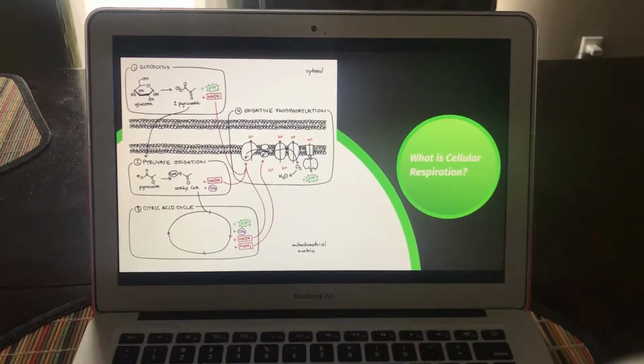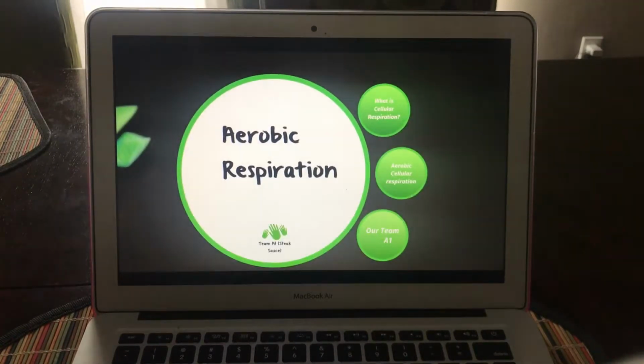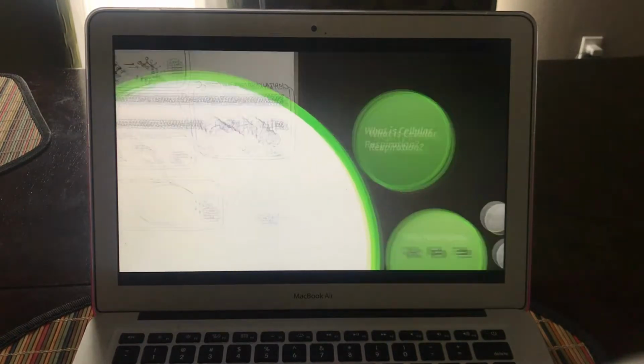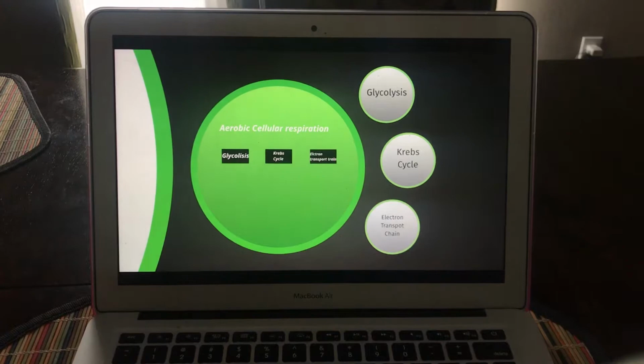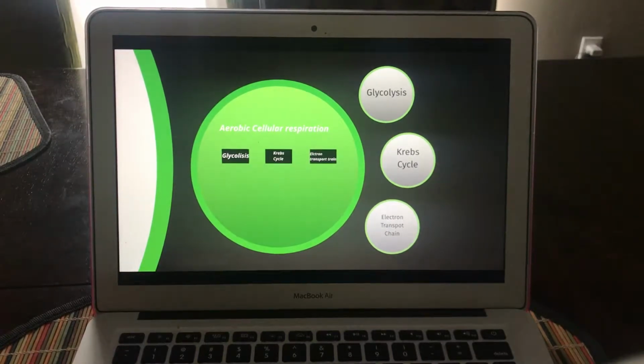Aerobic respiration occurs mostly in eukaryotic cells. These cells contain both a nucleus and organelles. The process of aerobic respiration takes place in the mitochondria, otherwise known as the powerhouse of the cell. There are three main stages that occur during aerobic respiration: glycolysis, the Krebs cycle, or the citric acid cycle, and the electron transport chain.